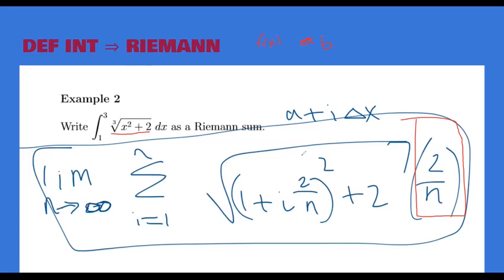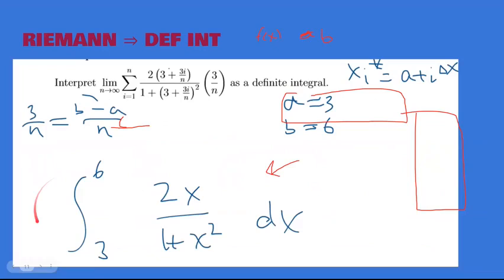So that's easy, right? Then we have to replace x with xi. And xi is equivalent to this. So we do 1 plus i times 2 over n. And that's exactly what we have here. And that's it. That's pretty easy, right? It's a little bit harder going the other way, which you'll also want to know how to do.